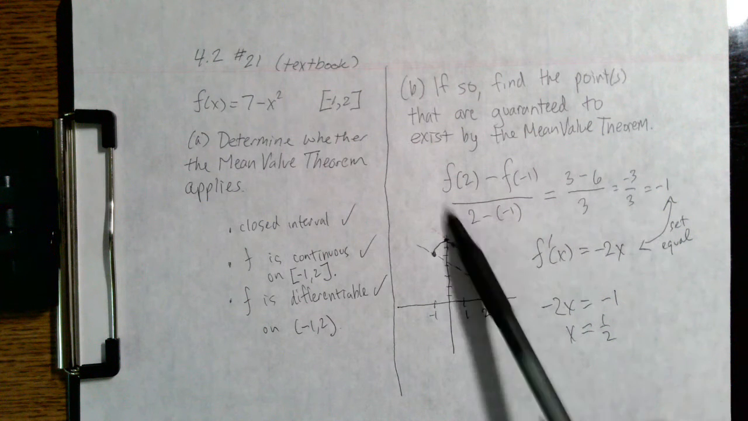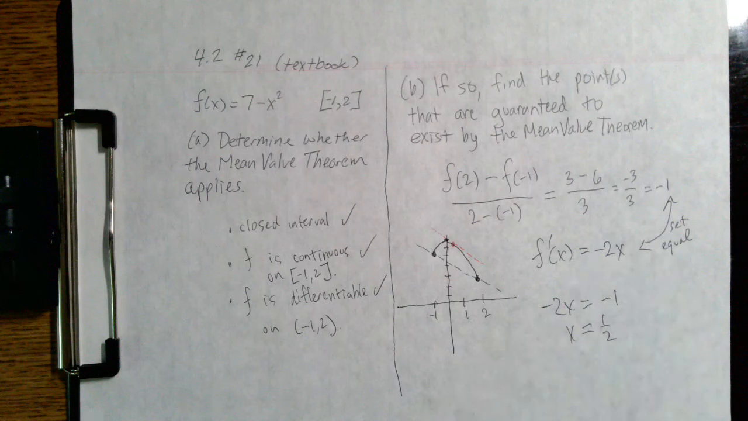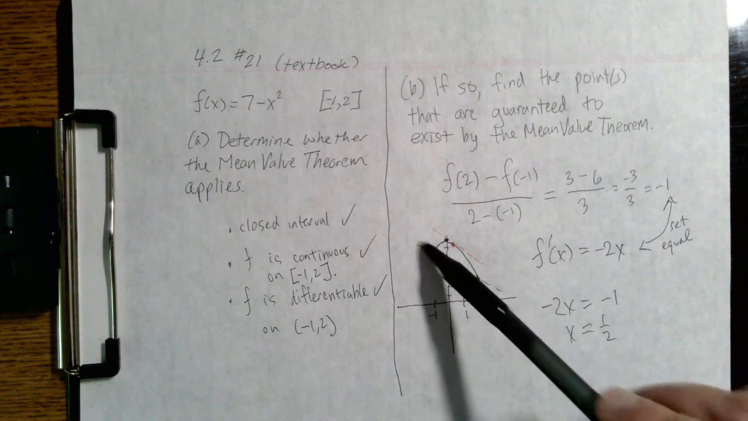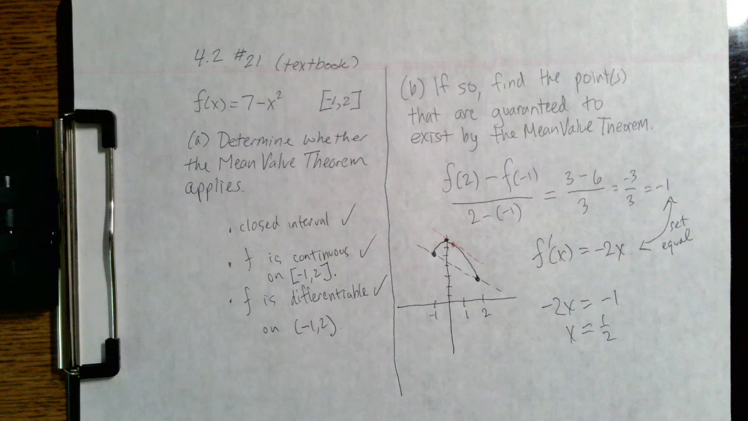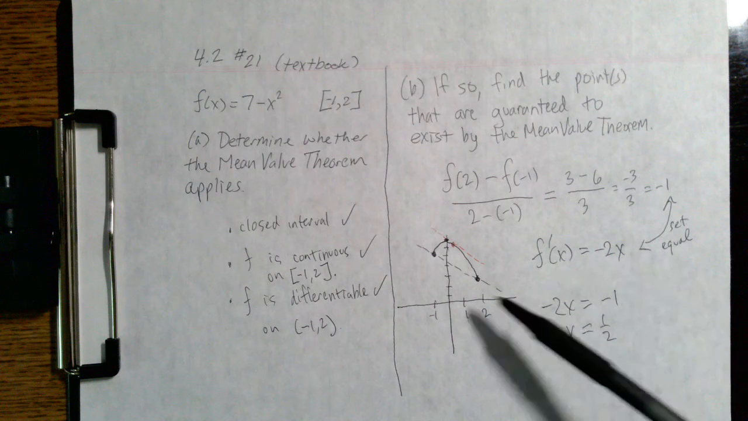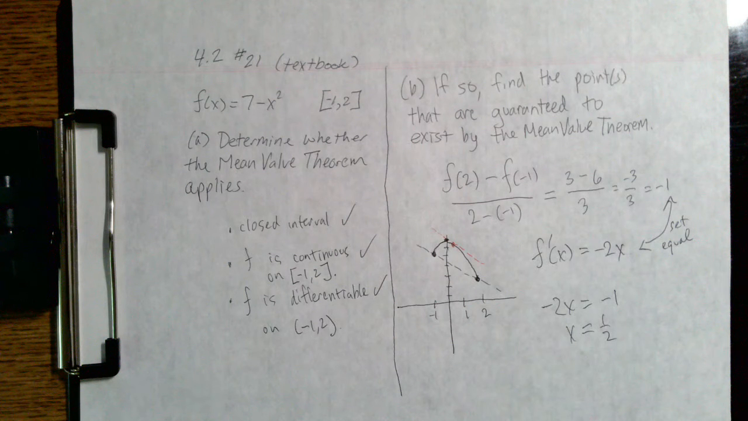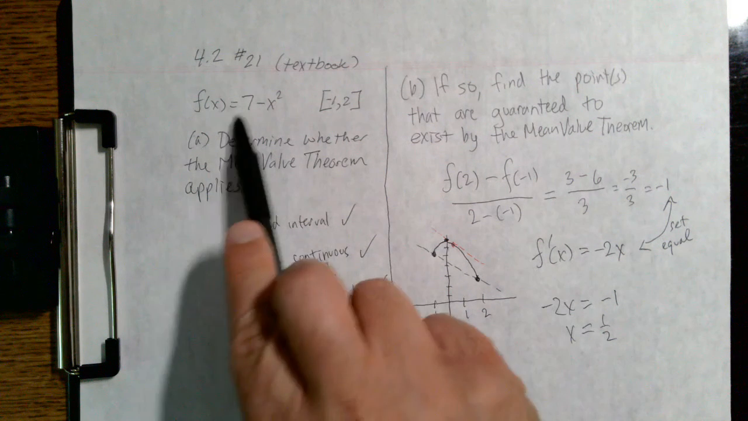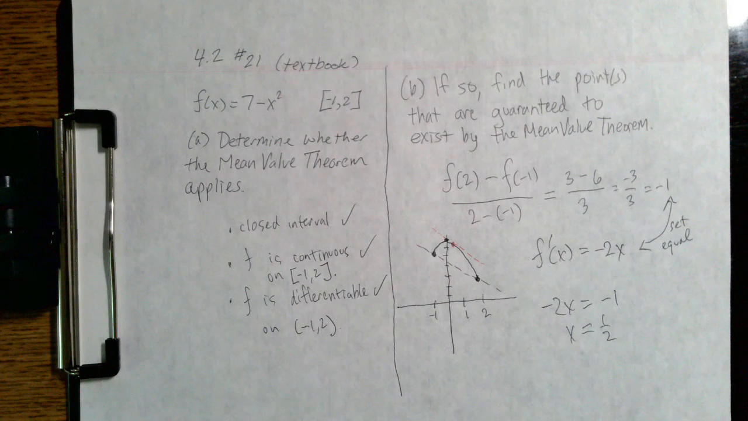So if we look at the average rate of change for this function on this interval, we determine that it's -1. Now, in this diagram here, that would be represented by the slope of that secant line between those two endpoints. Okay, that's the average rate of change for the interval. What the mean value theorem says is there's got to be a place where the instantaneous rate of change matches that average rate of change. So we take the derivative, set that equal to the average rate of change that we found, solve for x, and we get 1/2.